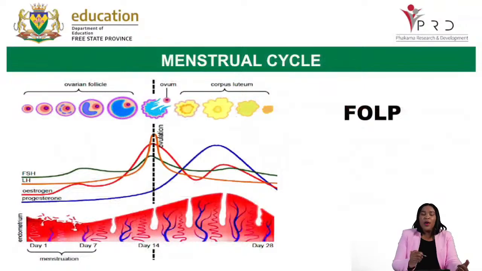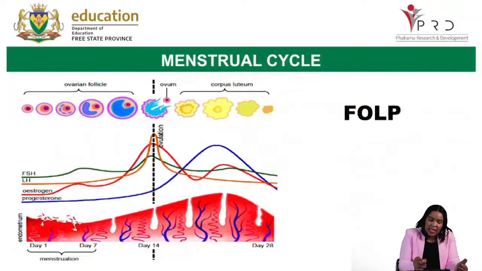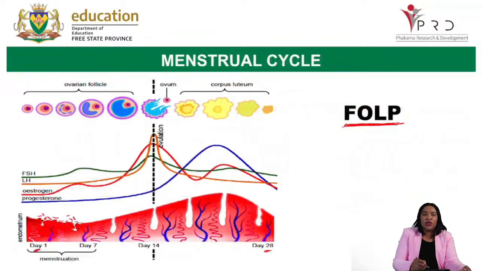Right. Then we come to the most challenging part that you always complain about: the graph. You cannot interpret the menstrual cycle graph. This is a graph that explains what happens during the menstrual cycle from day 1 up to day 28. So let us take a look. I want you to write down these letters: FOLP. FOLP is an acronym. FOLP is the order in which your hormones are going to control this menstrual cycle.